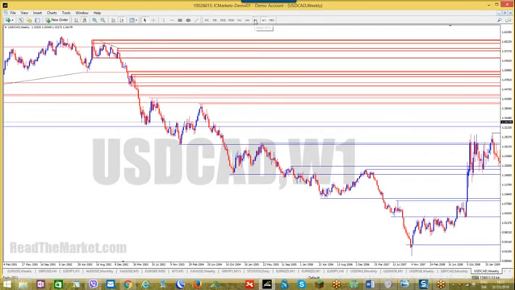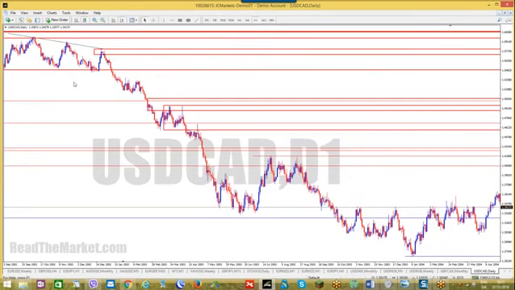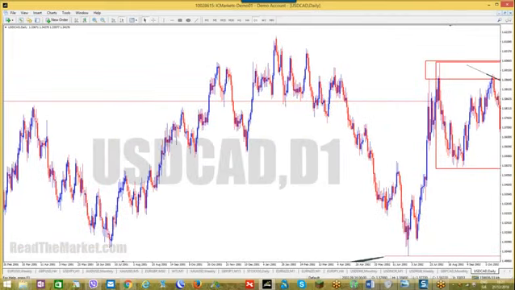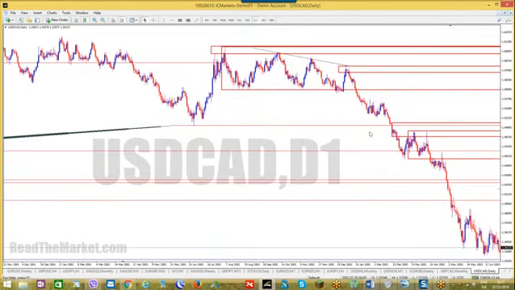Let's get into the daily. Oh, okay, there's a compression there. There's the low. In the daily, it happened in this candle.